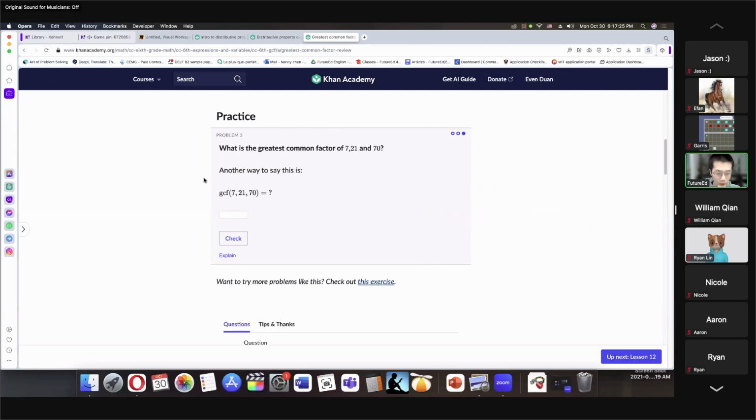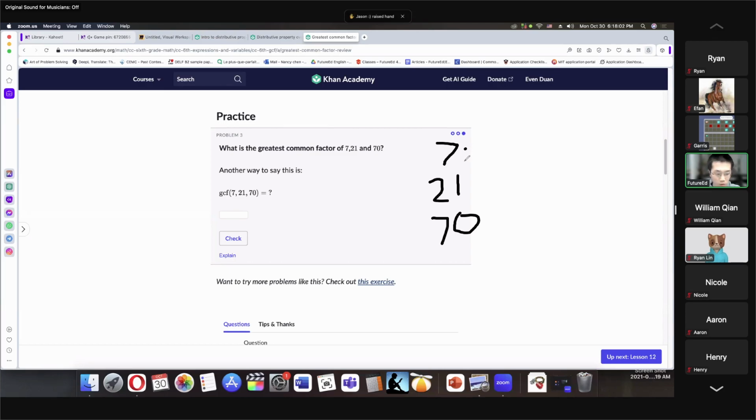Oh, okay. Now we have 3 lists. This might look very complicated, but Henry, would you like to tell me what are the factors of 7? I'll write all 3 numbers out. We have 7, we have 21, and we have 70. Henry? So can you please tell me the factors of 7, please?